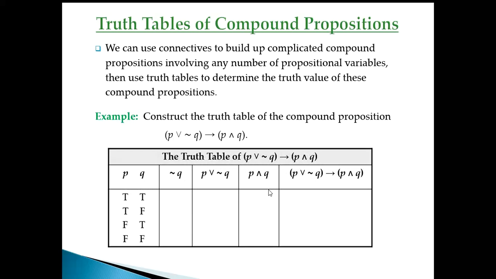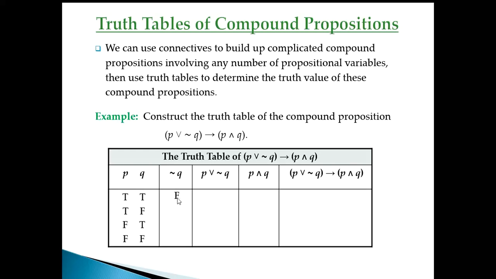To make the truth table, we have p and q, right? And we know that if we have two variables p and q, how many rows are there? 2 to the power 2, 4 rows. So our truth values are true true, true false, false true, and false false, right? To calculate this proposition, first we need to calculate negation of q. So if our q is this, what will be the negation of q?